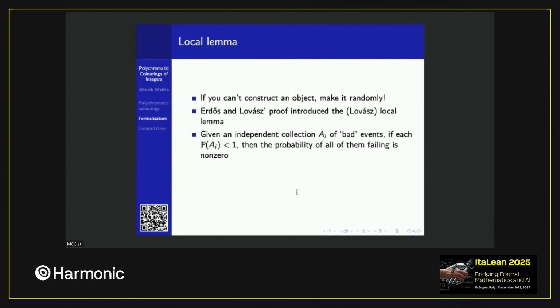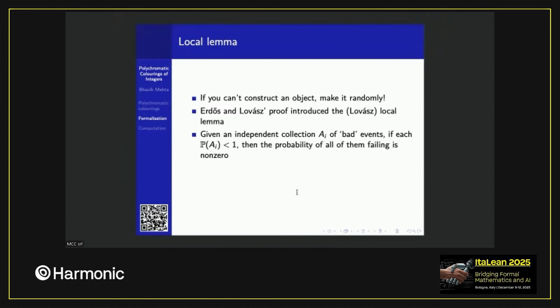I just realized there's a fun pun I could make in there about AI being a bad event. But let's ignore that for now. I have an independent collection of bad events. Maybe they're different companies, who knows? And let's say each event has some probability less than 1 of succeeding, like the companies.